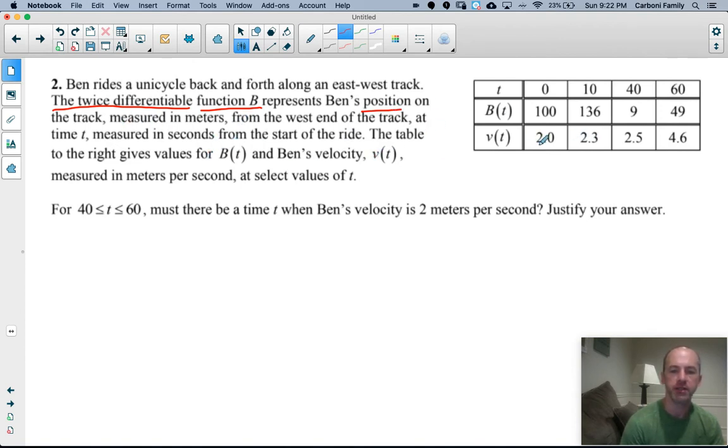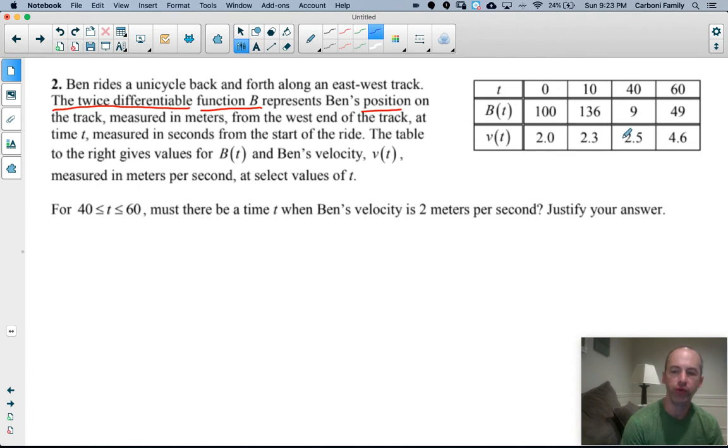And then we also have a row for the velocity measured in meters per second. And one of the questions on this free response was, on the interval 40 to 60, must there be a time when the velocity is equal to 2 meters per second? And because there is a row for velocity, my initial thought on this problem is to consider the intermediate value theorem. I have a row for velocity. If position is twice differentiable, then velocity must be continuous.